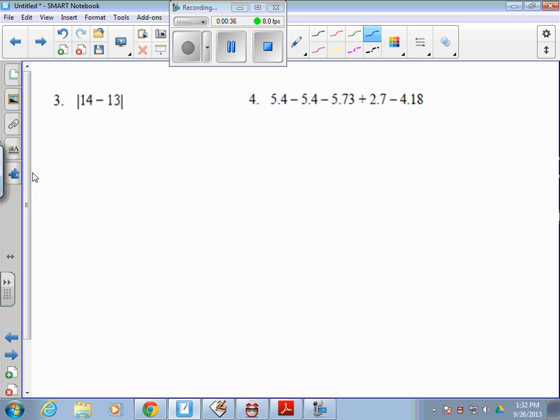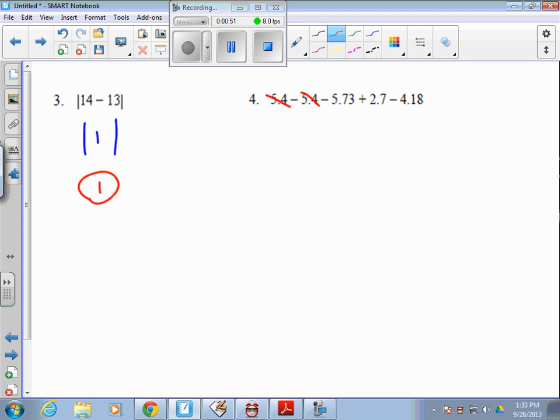Number 3, absolute value of 14 minus 13. 14 minus 13 is 1. The absolute value of that means how far away is it from 0. If it would have been negative, you make it positive. If it's positive, you leave it alone. 5.4 minus 5.4, those two cancel each other out right away.